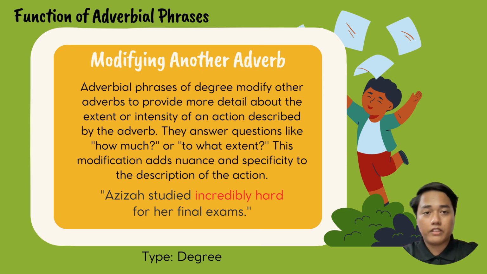Like the example given, Aziza studied incredibly hard for her final exam. So the subject here is Aziza. This is the person performing the action which is studied, and the adverb here is hard, and the adverbial phrases here is incredibly. These phrases modifies the adverb hard to indicate the extent of how hard she studied.